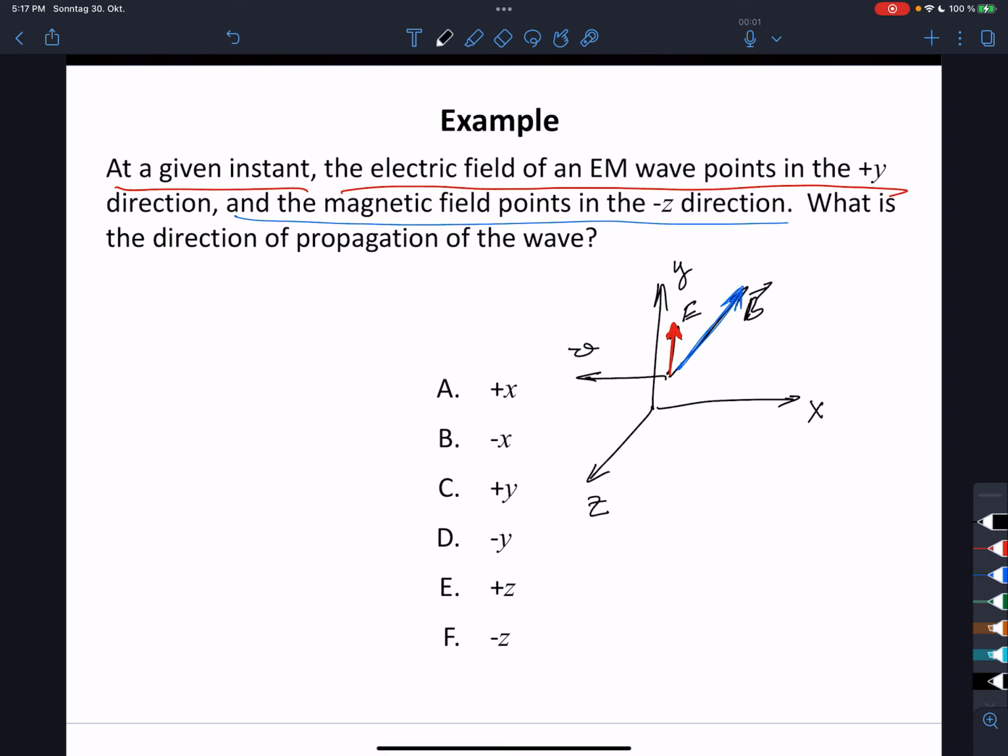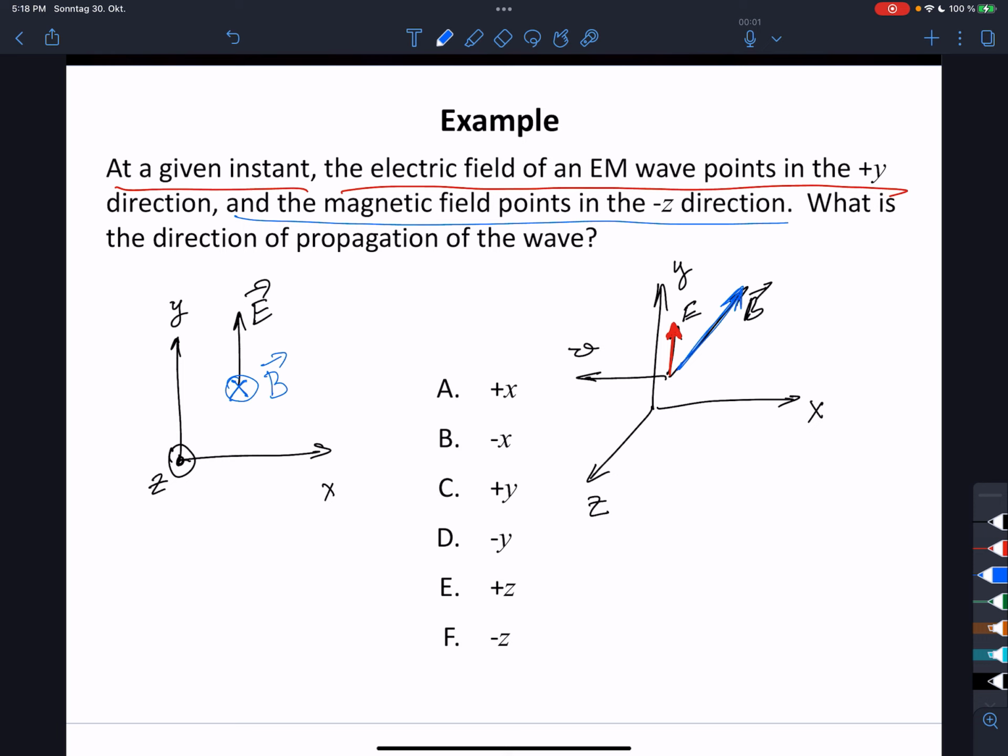To simplify it a little bit, I will also do a two-dimensional drawing where the z-axis points towards me, so this is the z-axis, this is y and this is x. The electric field will be pointing this way, and the magnetic field will be pointing into the plane. What we need to find is the direction of the propagation of the wave. So how do we do this?